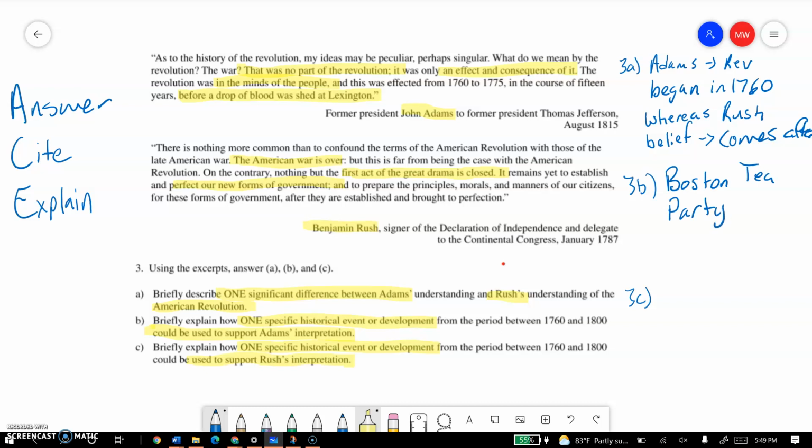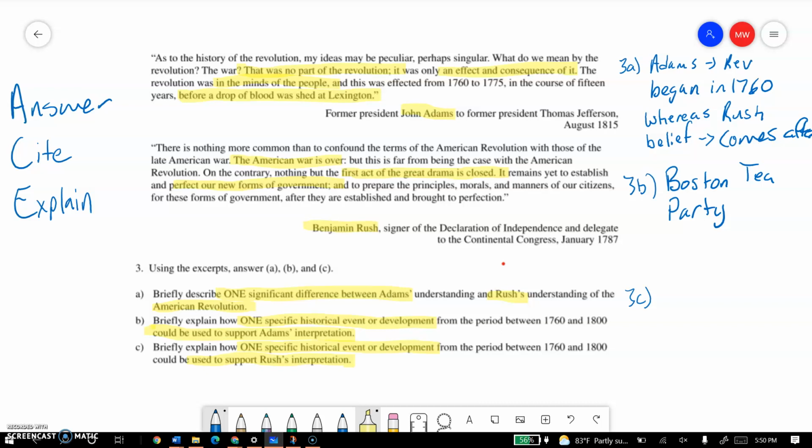So what we could say for 3B is maybe something along the lines of former President John Adams' concept of revolution occurring in the minds of the people from 1760 to 1775 is evidenced by the events of the Boston Tea Party, in which a group of colonial citizens boarded a British ship and dumped a bunch of tea in the harbor. Don't have to get into any more detail than that, and just use that to show how your evidence supports your claim. Or rather, in this case, John Adams' claim, his belief that the revolution began way before the actual war.